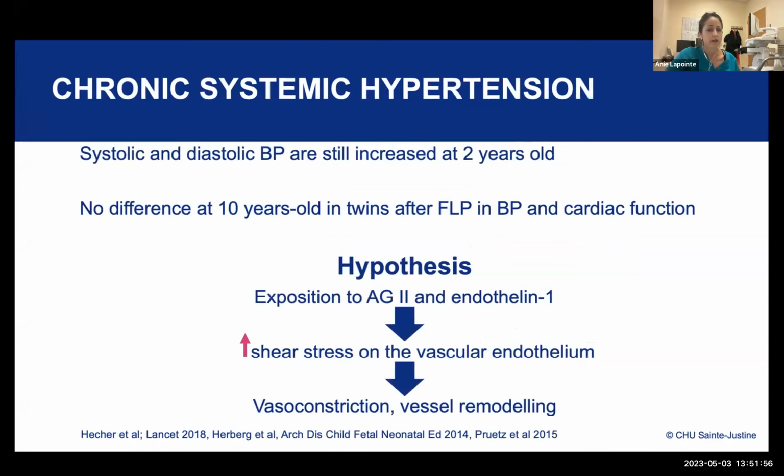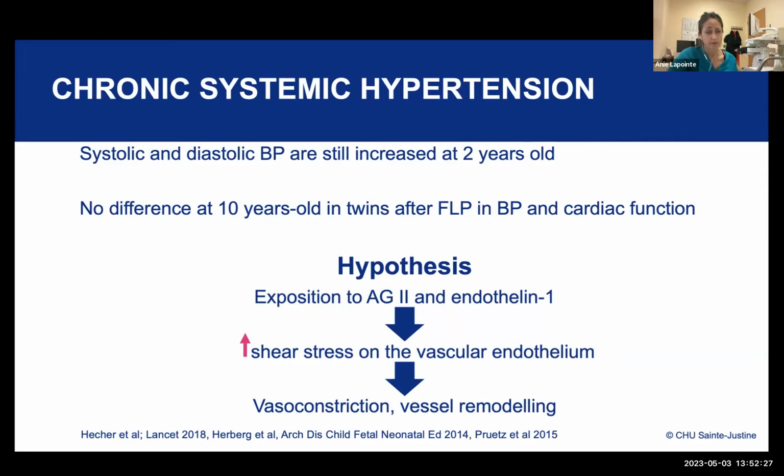Another long-term consequence of TTTS is chronic systemic hypertension. It was described that at 2 years old, they still have high systolic and diastolic blood pressure compared to a normal cohort. However, it was reassuring that at 10 years old, when they had the chance of having laser therapy during the pregnancy, they tend to normalize their blood pressure and the cardiac function.